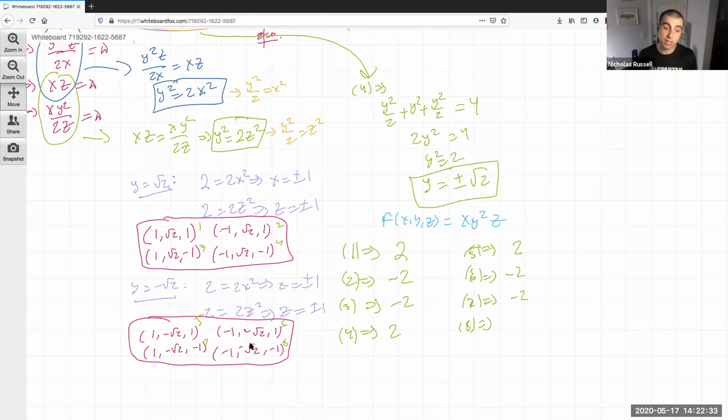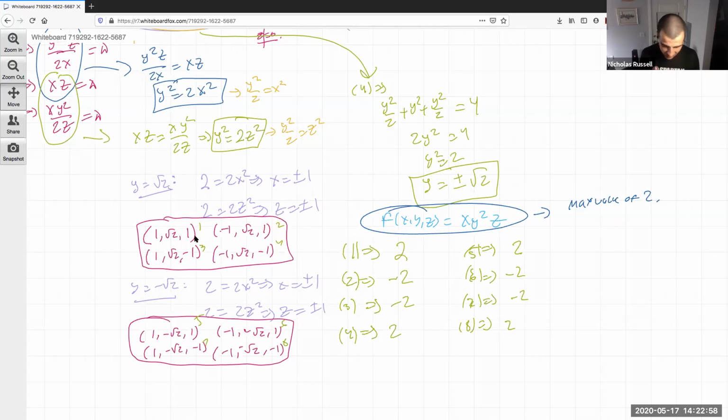And down here, I have a negative times a positive, so it's going to be a positive value, which is a 2. And so what does this all say? This says that on my sphere, if I want to maximize this function here, we do get a max value of 2. And it occurs in 4 places.